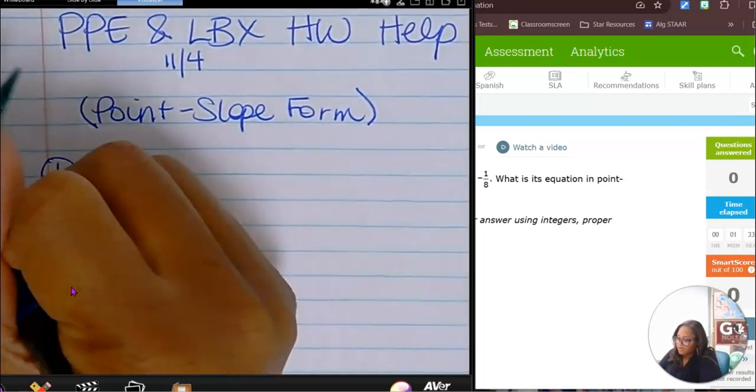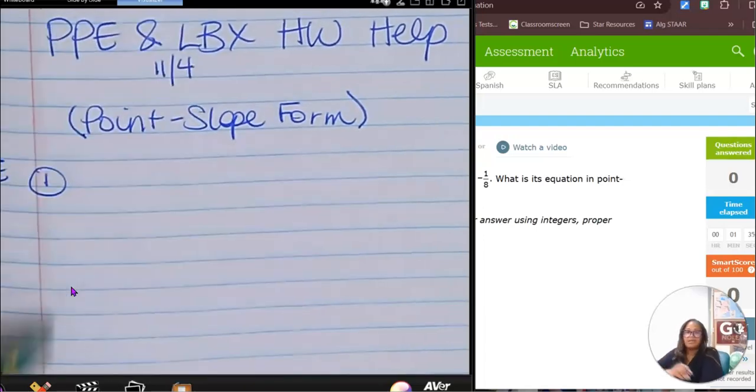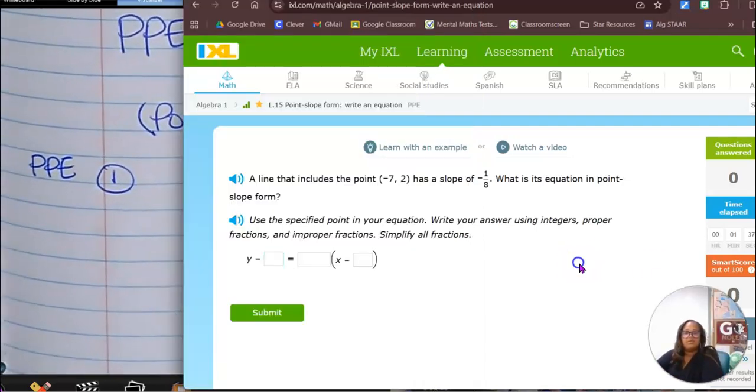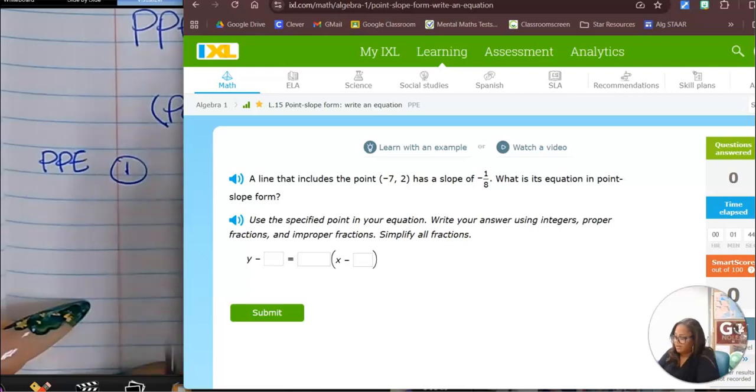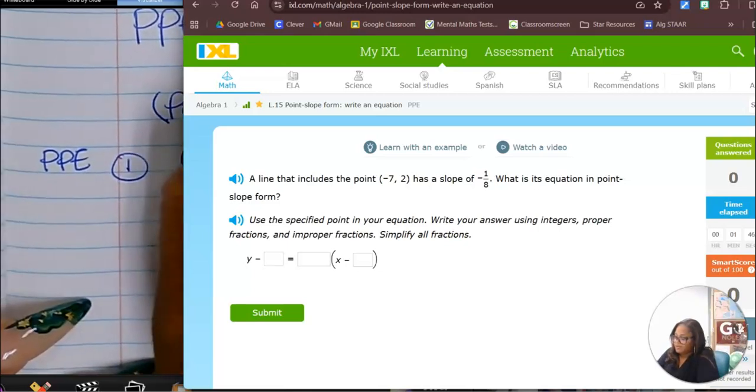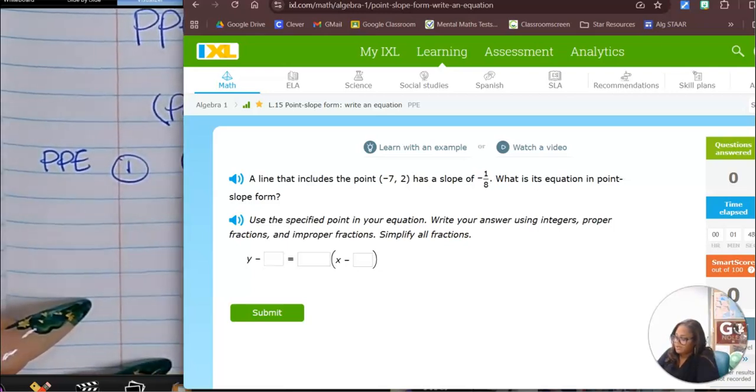So question number 1 for my PPE lesson is going to look like this. It says a line includes the point -7, 2 and has a slope of -1/8. So I'm going to write my point, -7, 2, and my slope is -1/8.